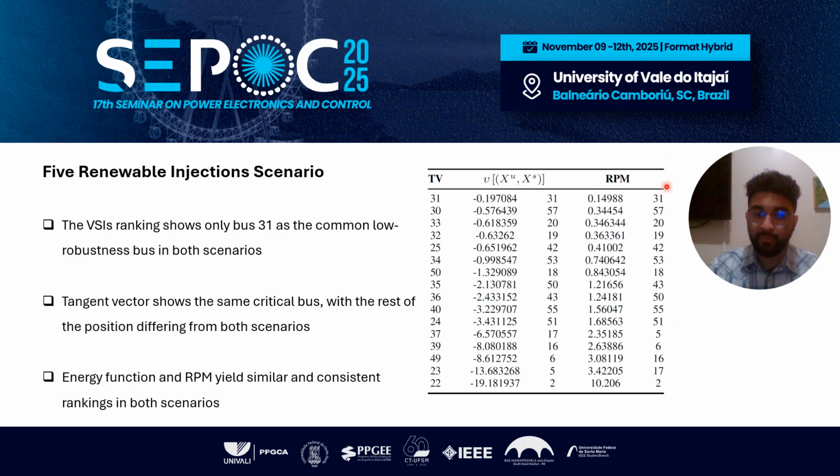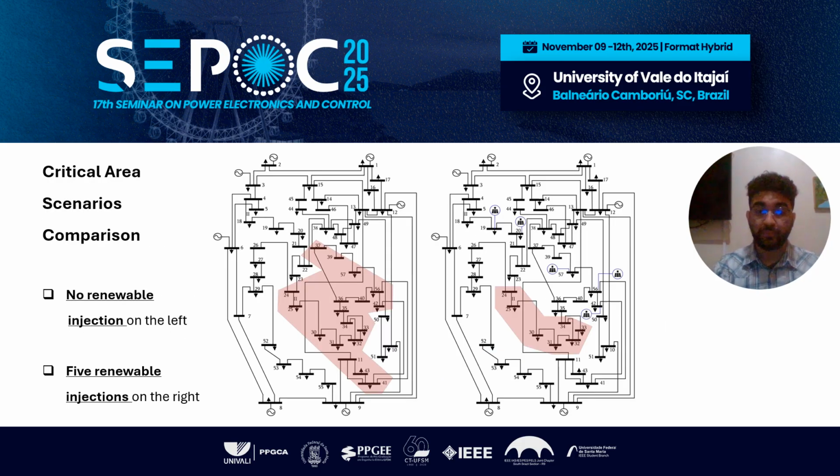Here we have the table where we show every possible value of the energy function in comparison with the tangent vector and reactive power margin. As we can see, the tangent vector shows the same critical buses, with the rest of the positions differing between both scenarios. As well, the energy function and RPM yield a similar and consistent ranking in both scenarios. Basically, they don't change too much. They change little in position, and what they change is the value of their scalar value. But in the case of the tangent vector, it changes most of the positions in a greater way.